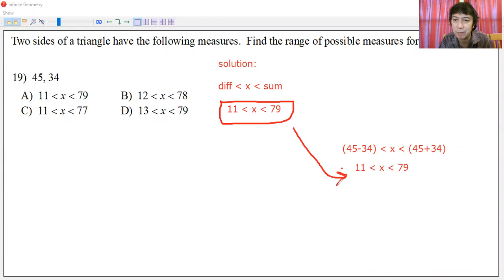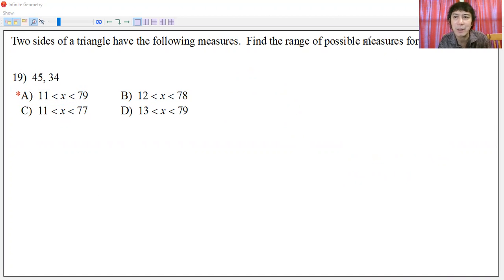And we shall find this in the choices. That looks like A. And we can check that. Is it A? Yes. So that's the answer. Let's continue with number 20. We have the next 5 numbers. Number 20. Two sides of a triangle have the following measures.